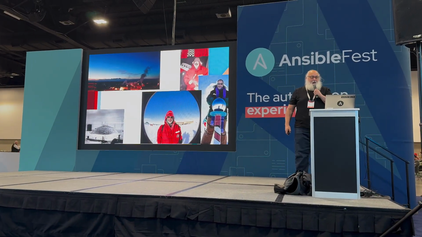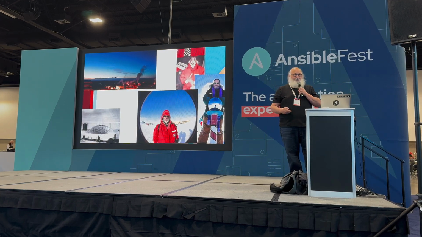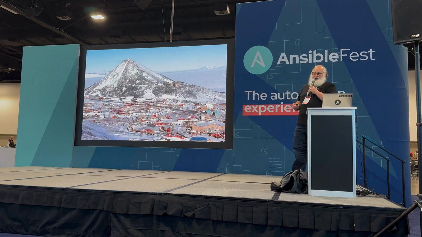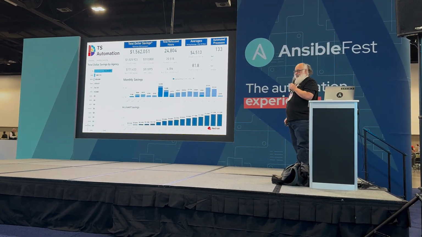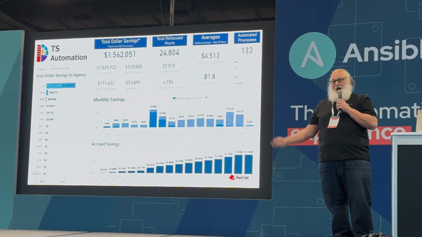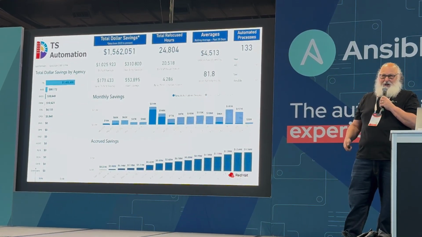We are not going to talk about my 12 seasons in Antarctica at McMurdo Station, which is a small mining-like town that's very cool. We are not going to talk about the savings that the city has had in the past year. $1.4 million, 22,000 hours saved. We're not talking about that.